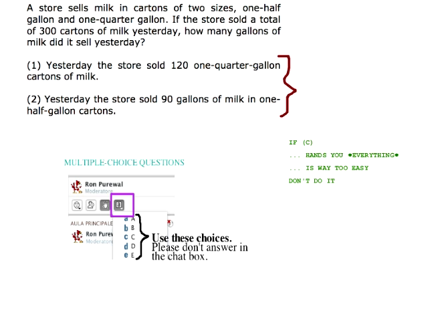Here, in this problem, there are only 2 sizes of milk. There's a half-gallon size, and there's a quarter-gallon size. So if you're picking C, this would just be like, let's do some arithmetic. It would just be like, let's add this all up. This would be 30 gallons, and this would be 90 gallons. So C here would just be 30 plus 90. Don't do it.